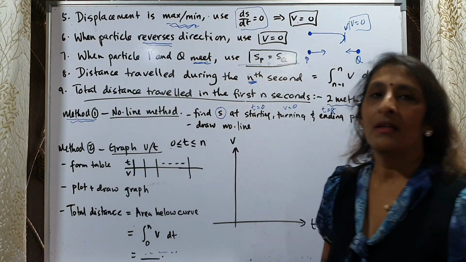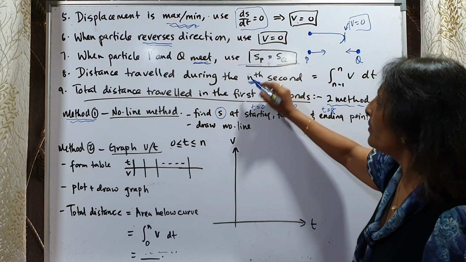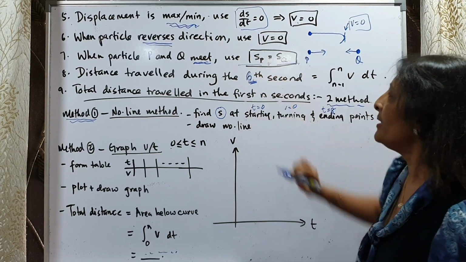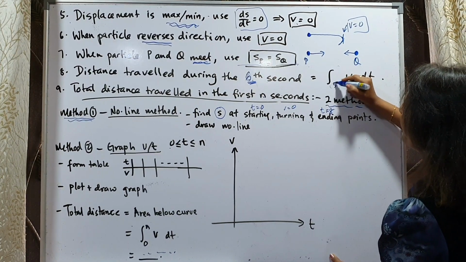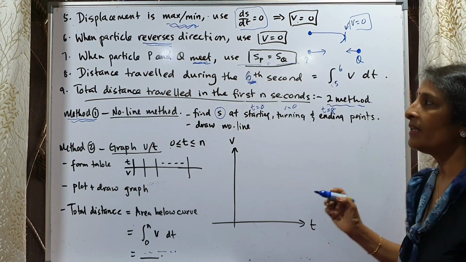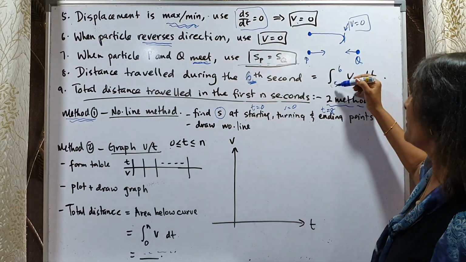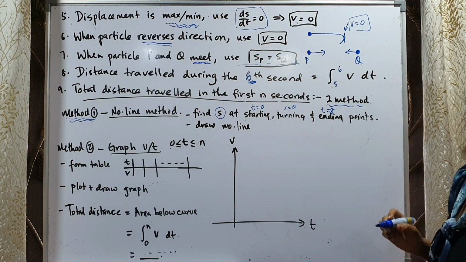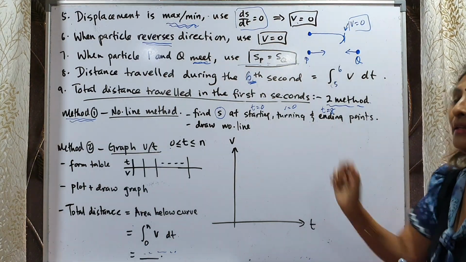Number 8. Distance traveled during the nth second. Let's say you want to find the distance traveled during the 6th second. That means you can integrate from 5 to 6. If they say distance traveled during the 10th second, then you integrate from 9 to 10. You integrate v and you will get your answer. This is for distance traveled during a certain 1 second.